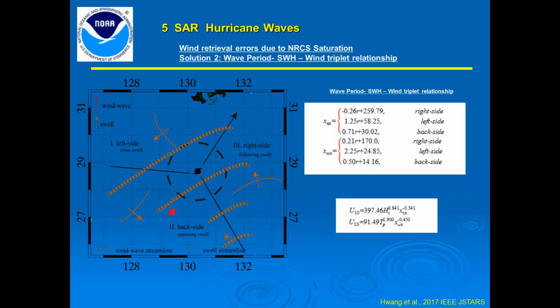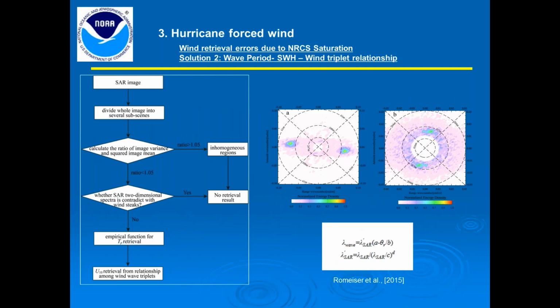To do that, first we need to get the accurate wave information. Then we can solve for the wave period, significant wave height, and wind. These 3, the triplet relationship, have been published many times in the early days, and then polished in this paper. So this is not something new. This has been in the research field for decades.